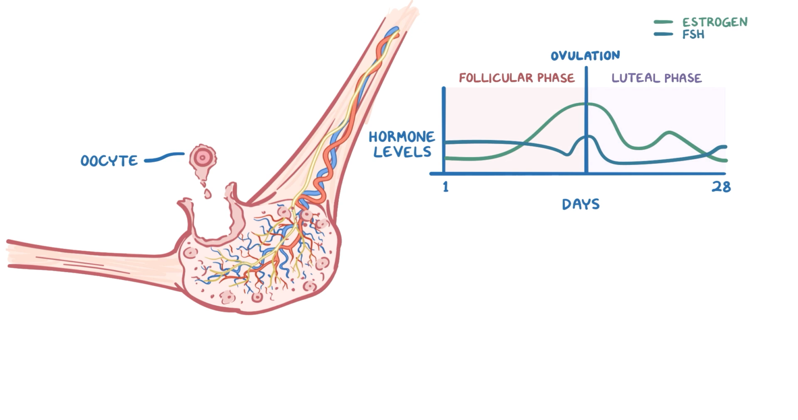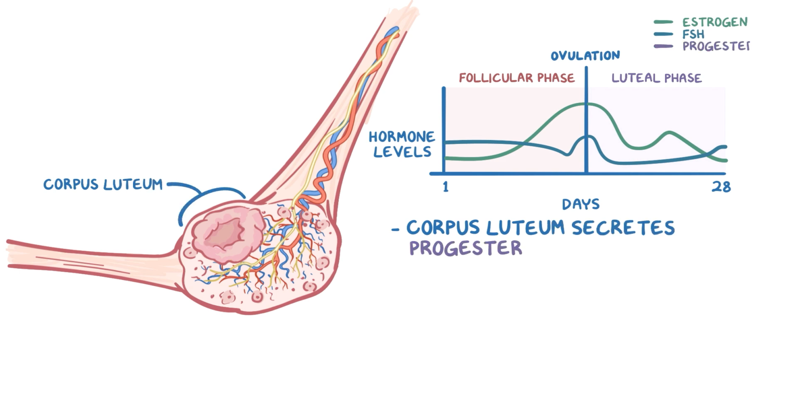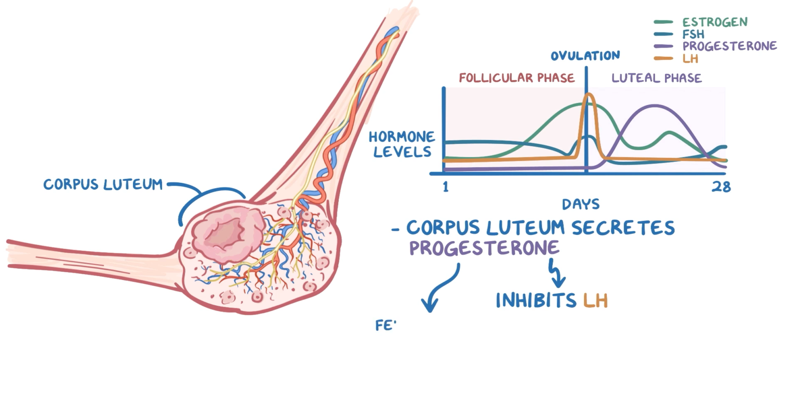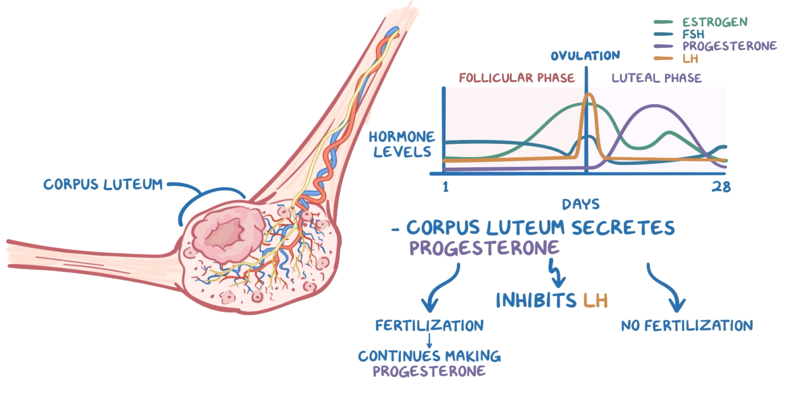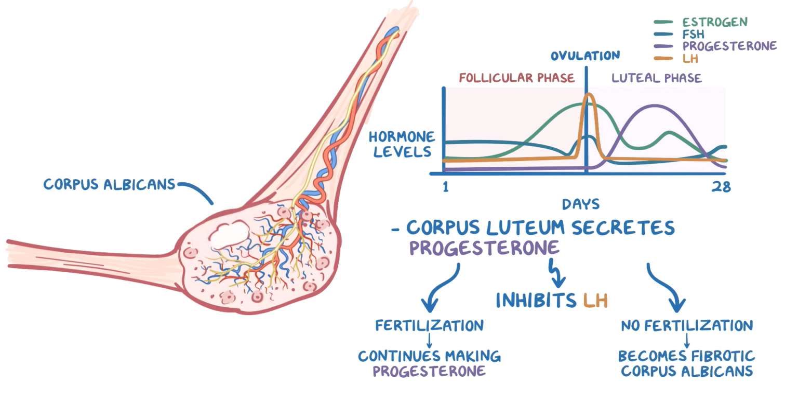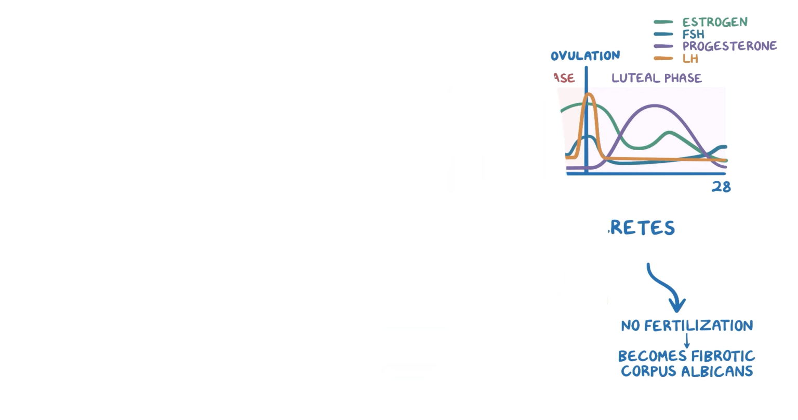During the luteal phase, the remnant of the ovarian follicle, called the corpus luteum, makes progesterone, which negatively inhibits pituitary LH. If fertilization occurs, then corpus luteum continues making progesterone until the placenta forms. If fertilization doesn't happen, then the corpus luteum stops making hormones after approximately 10 days, becomes fibrotic, and is called the corpus albicans. So as far as ovarian cysts go, there are 2 broad categories.